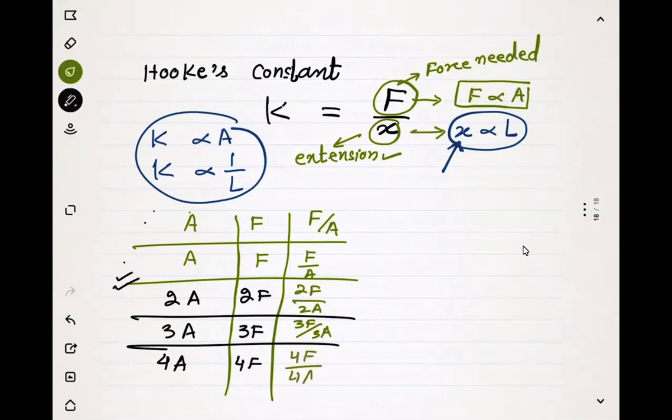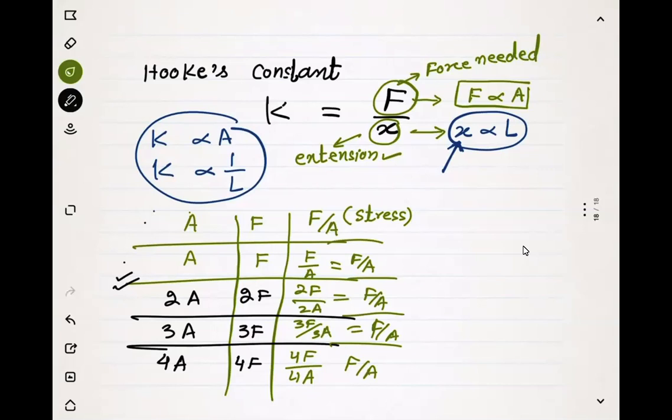Because if the area becomes double, then the force needed for the same extension also becomes double. And this quantity F over A, which is called stress, is not depending on the area. So the answer is F over A all the time.